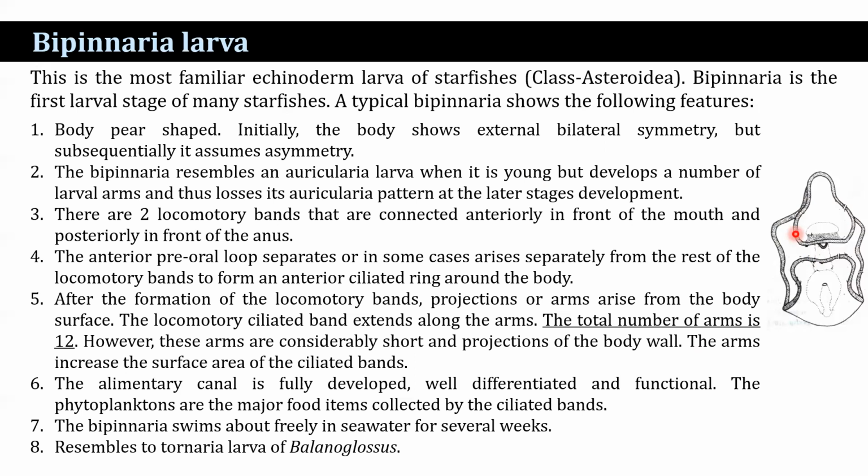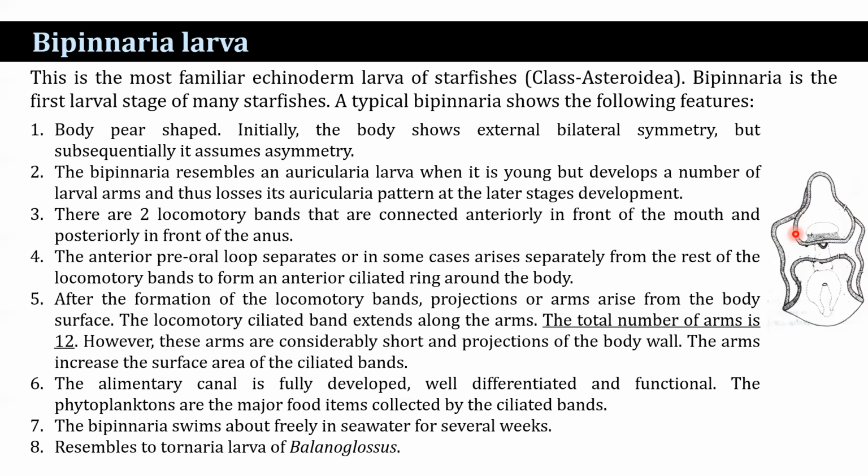However, these arms are considerably short projections of the body wall. The arms increase the surface area of the ciliated bands. Now, the anterior preoral lobe separates, or in some cases arises separately from the rest of the locomotory bands to form an anterior ciliated ring around the body.